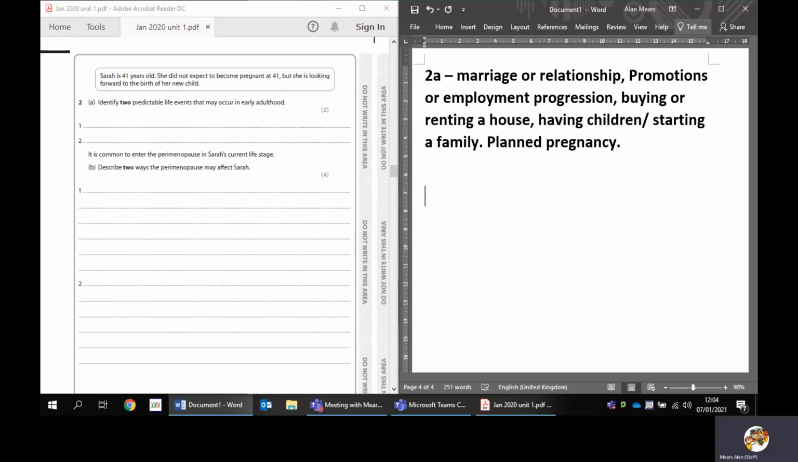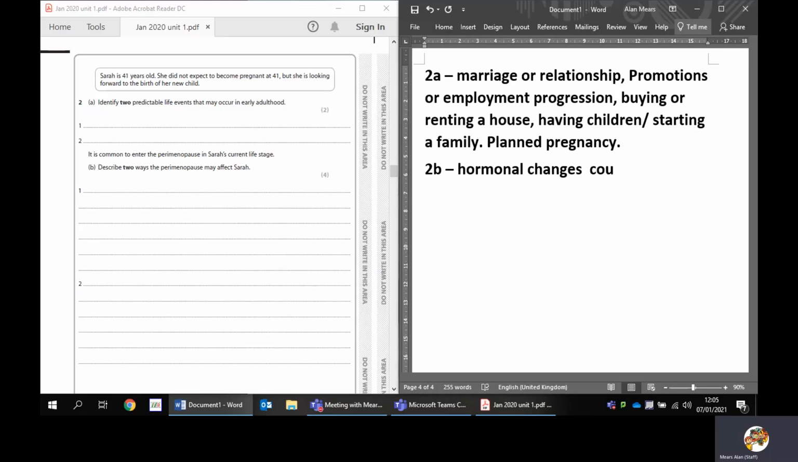And then we've got 2B. So, describe 2 ways the perimenopause may affect Sarah. So the perimenopause is the later stages of early adulthood for women, where the menstruation and pregnancy and ovulation, all these reproductive systems start to slow down. They haven't stopped because that's menopause when they stop. This is the slowing down. So hormonal changes could also, we're looking at 2 ways it could affect her.